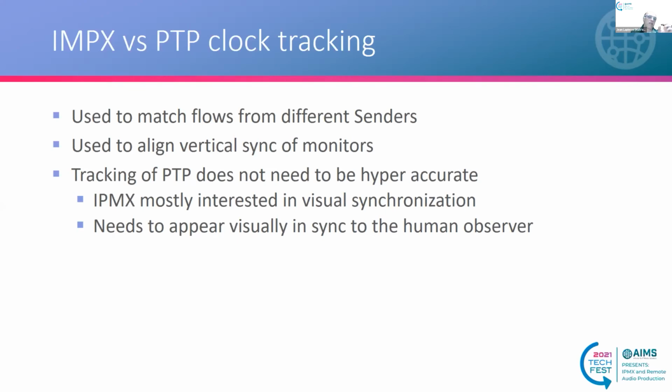to know that the frame of video for 3 o'clock from sender A goes with the one from 3.005 from sender B, right? So we don't need to be nanosecond accurate to be able to match those. We're mostly interested in the visual synchronization. So it needs to appear visually in sync to the human observer. And that doesn't mean nanosecond accuracy is required.